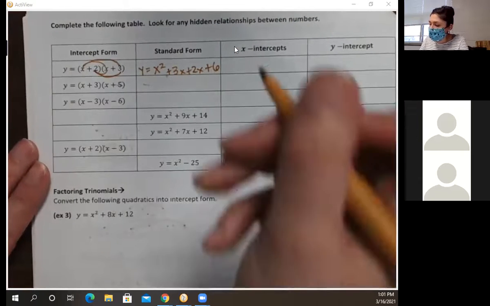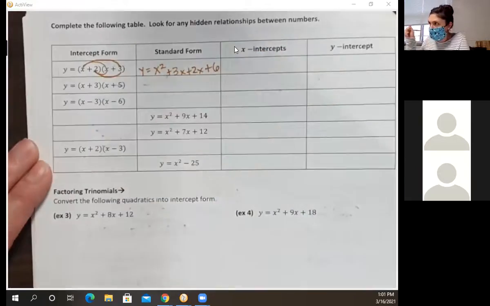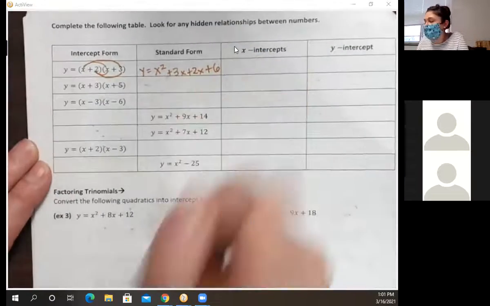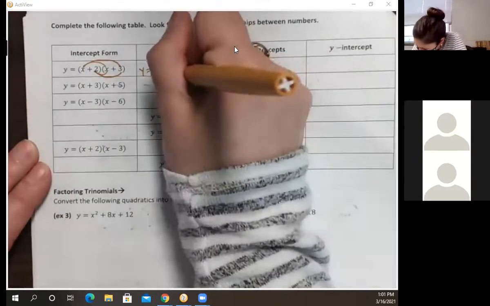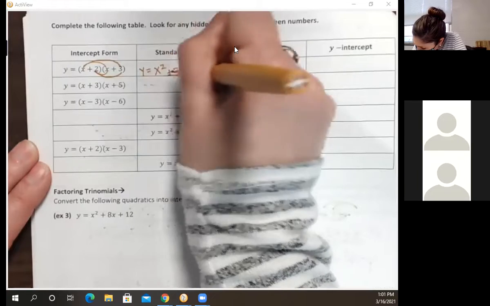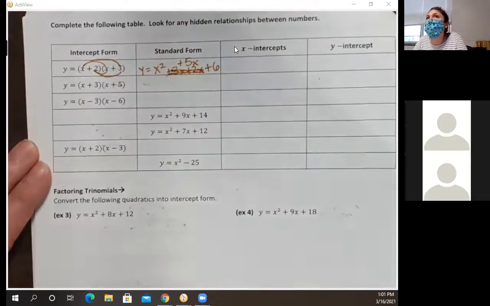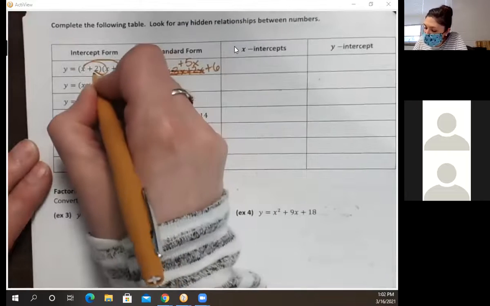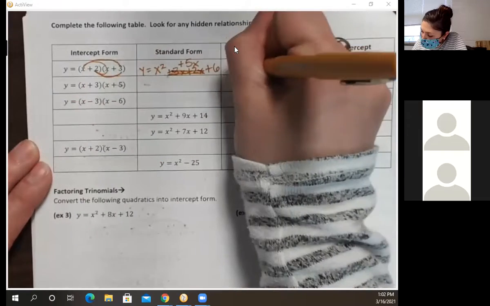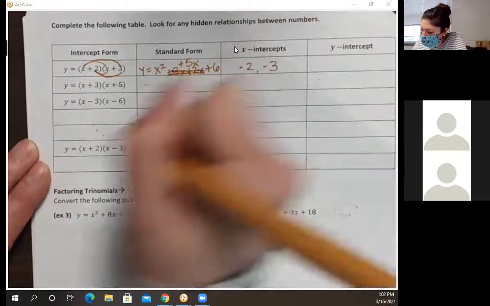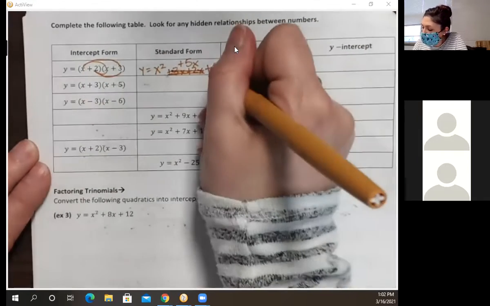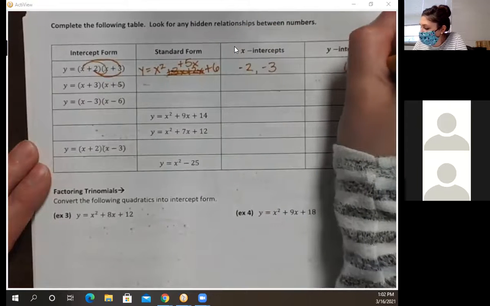So if you're writing with a pencil, you can erase right here and write 5x, since 3x plus 2x would give us 5x. Since I'm using a pen, I'm just going to write plus 5x over the top here. My x-intercepts would be negative 2 and negative 3. My y-intercept is 6, positive 6.